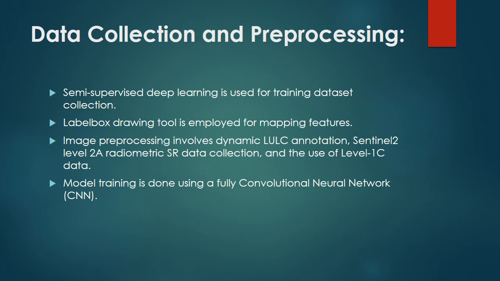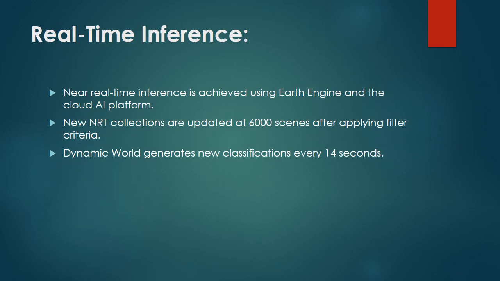And of course, this will involve convolutional neural networks, because we need to process these images that come from a satellite. Convolutional neural networks are what they are: image processing. Now, real-time inference.